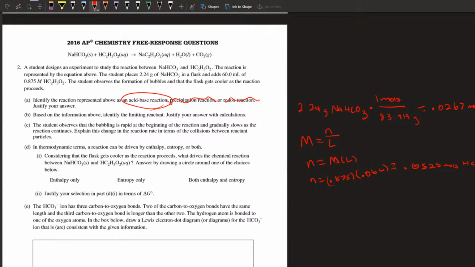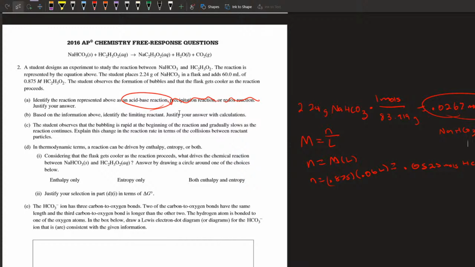Now, it's not asking us just to find how many moles we have. It's asking for the limiting reactant. And the limiting reactant is going to have the least amount of moles. Thus, our answer here is going to be NaHCO3. And we don't have to make a whole sentence or anything because we're showing our calculations. So we justified it.